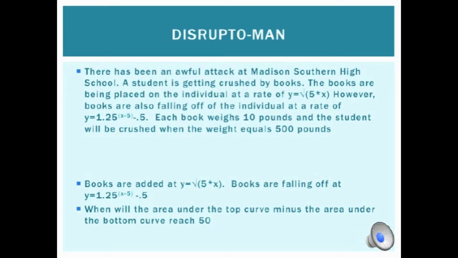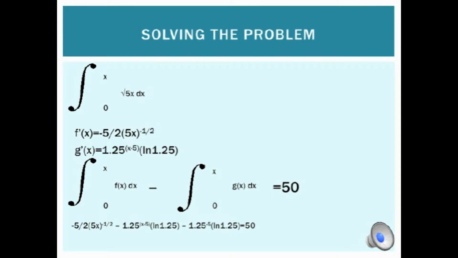Books are added at y equals the square root of 5 times x. Books are falling off at y equals 1.25 to the (x minus 5) power minus 0.5. When will the area under the top curve minus the area under the bottom curve reach 50? We need the integral from 0 to x of the square root of 5x dx.